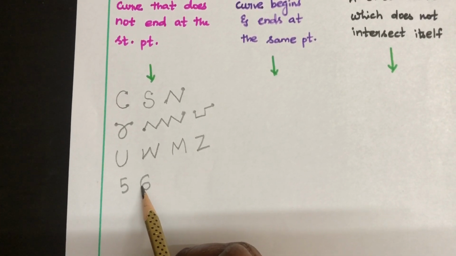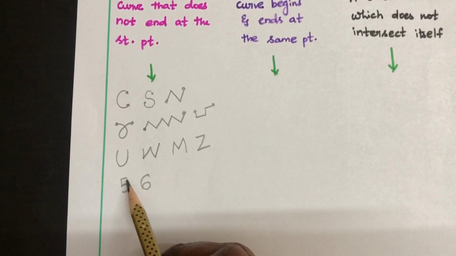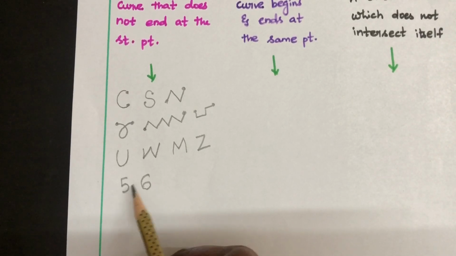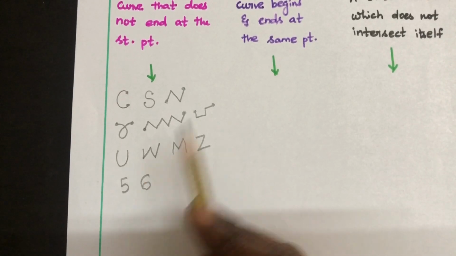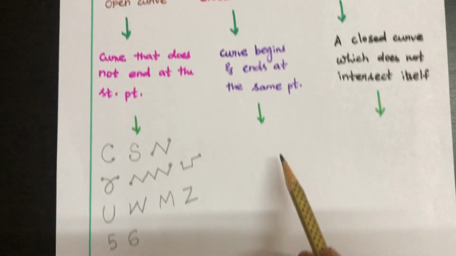We can give 6. It starts here, ends here. Just to see the starting point and the ending point. If it is different, then it is called an open curve. That's all. Next, closed curve.